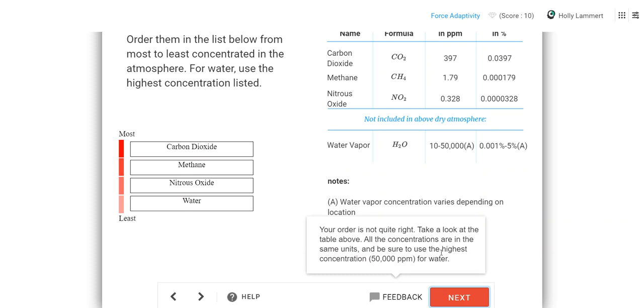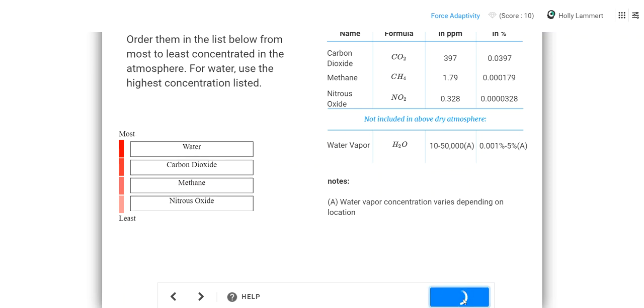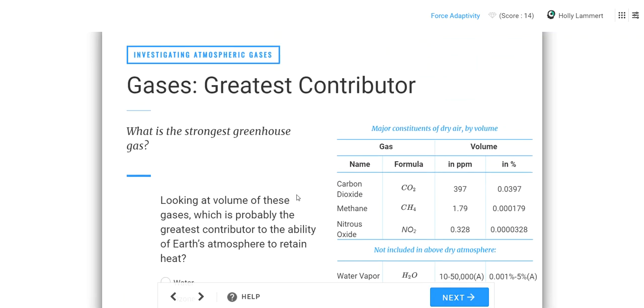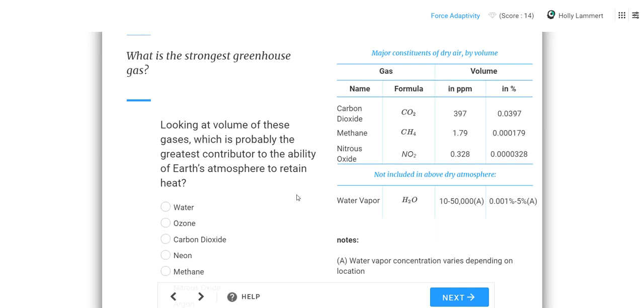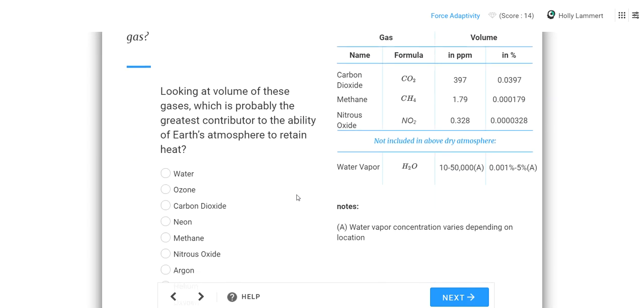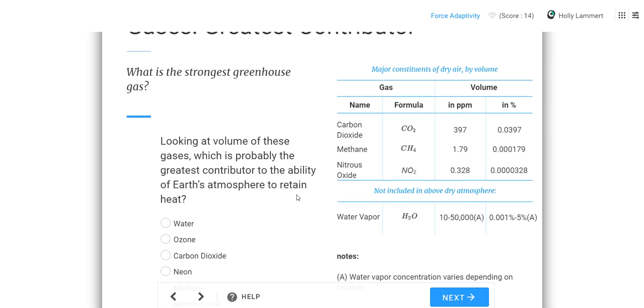And we're going to use this concentration. Okay, this is helpful. 50,000 parts per million for water. So that puts water at the most. Okay, a lot of water. What is the strongest greenhouse gas then? Looking at volumes of these gases, which is probably the greatest contributor to the ability of Earth's atmosphere to retain heat?